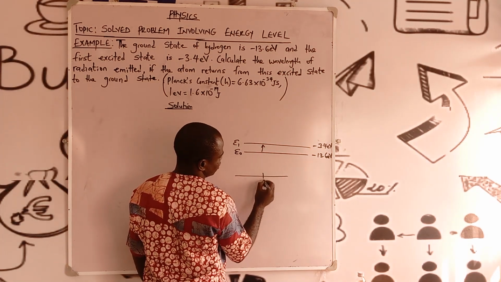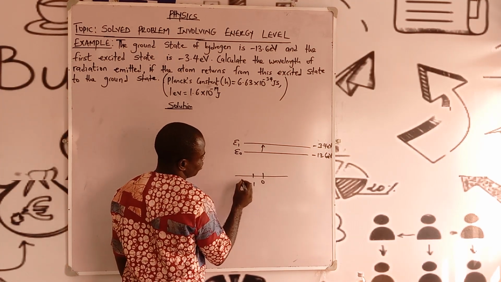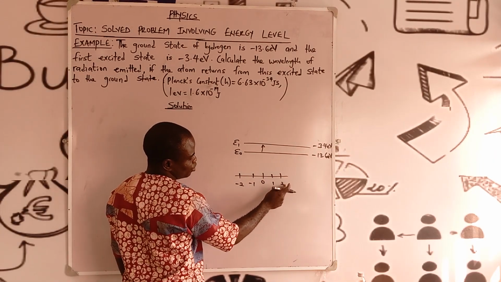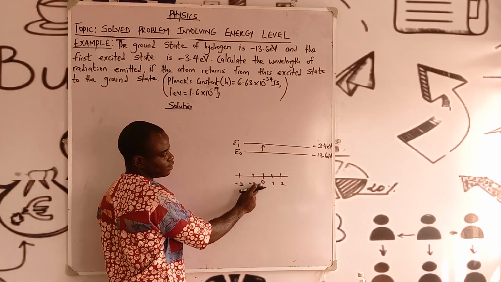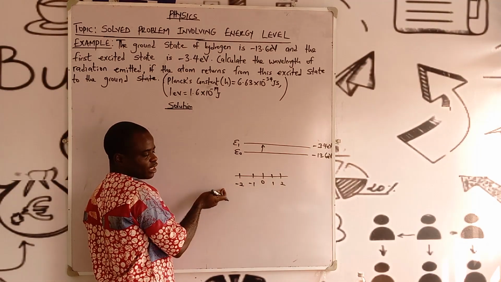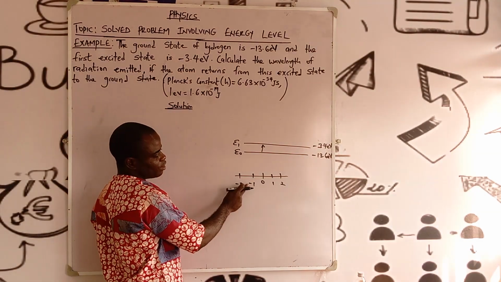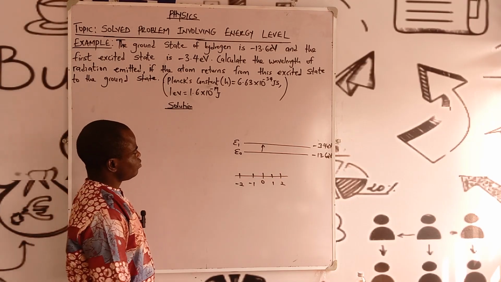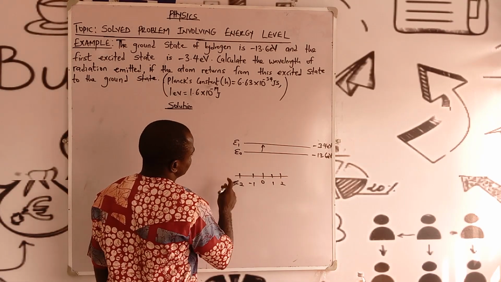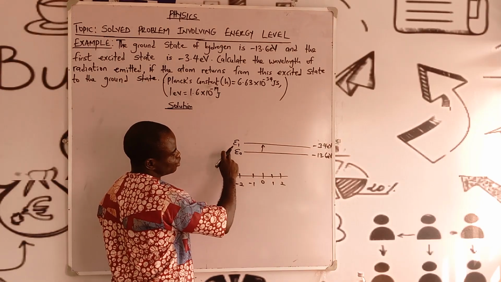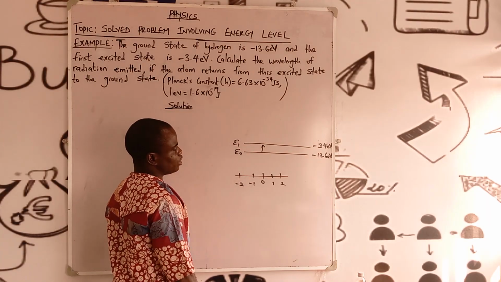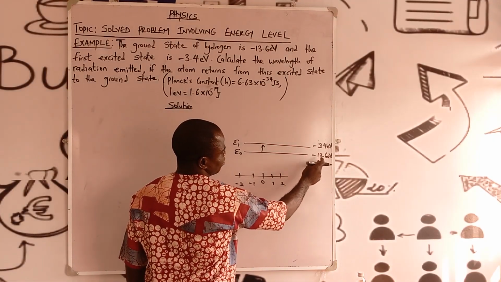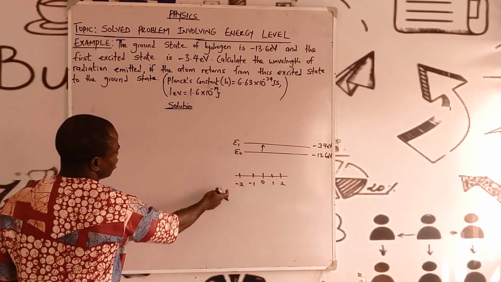When you have a number line like this, you have 0, minus 1, minus 2, and 1, 2. 2 is higher than 1, 1 is higher than 0. But when you are coming to the negative side, 0 is greater than minus 1, minus 1 is greater than minus 2. Okay? Now, if you are subtracting, it will be E1 minus E0. Minus 3.4 is higher than minus 13.6. And look at the number line.